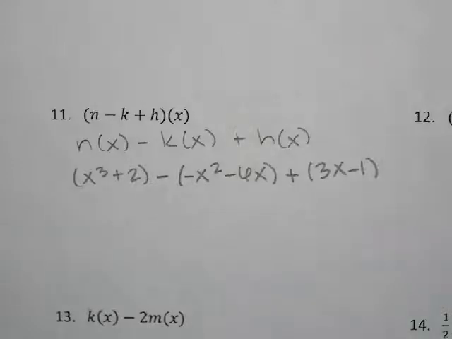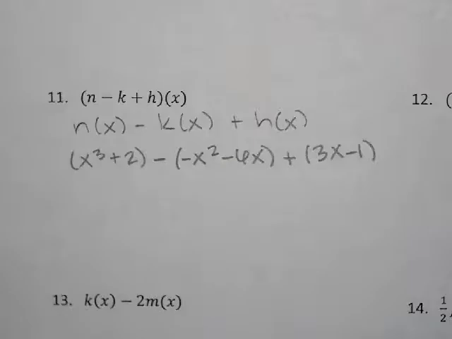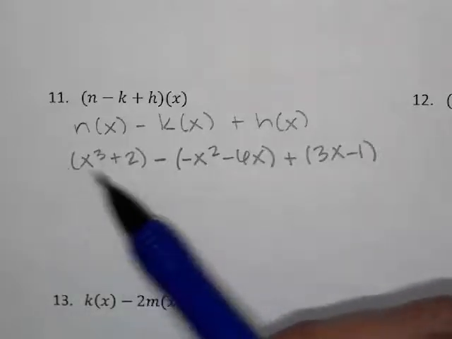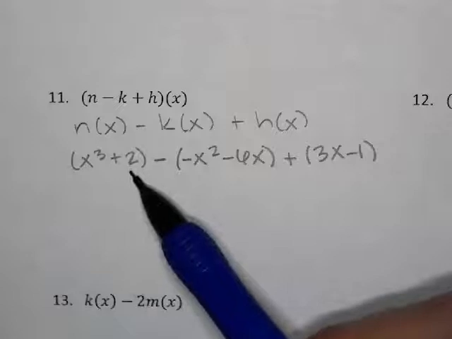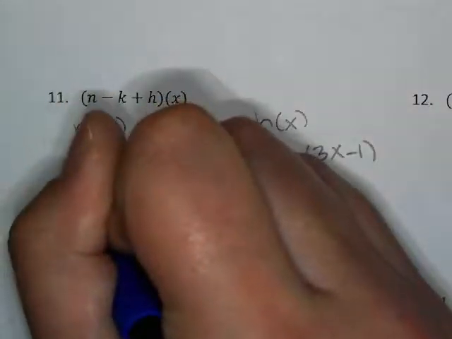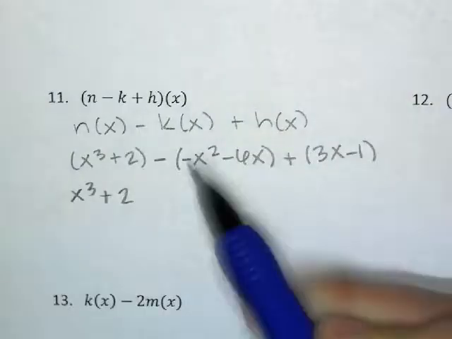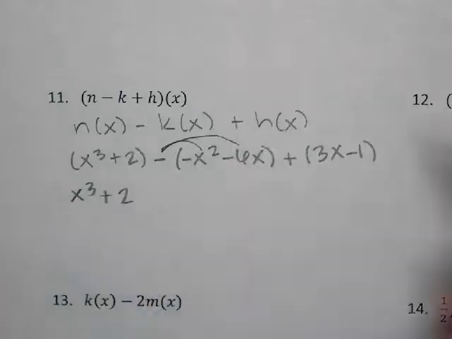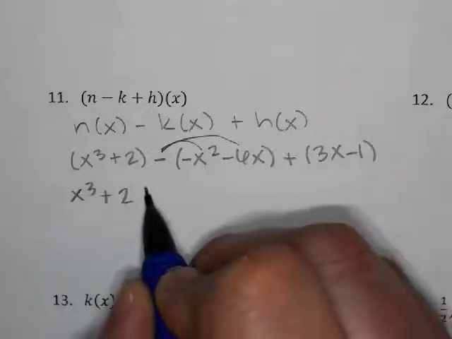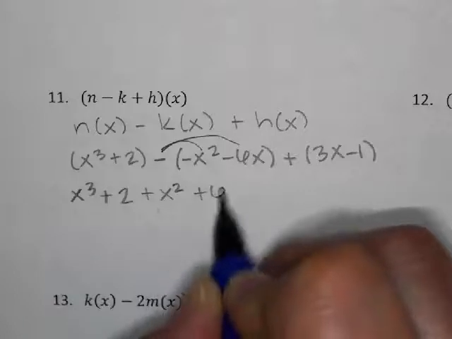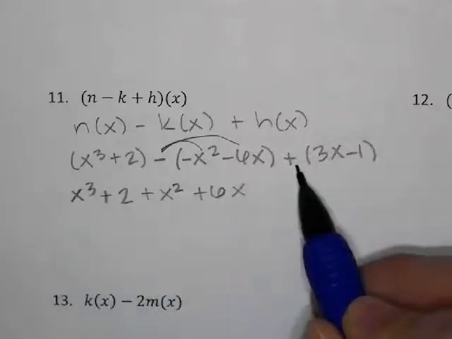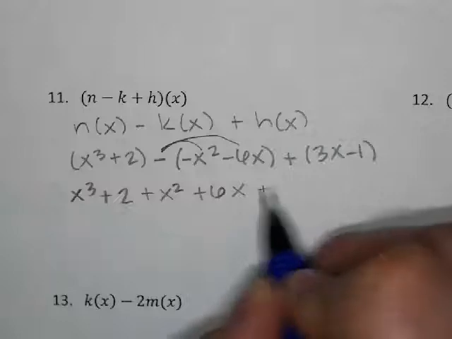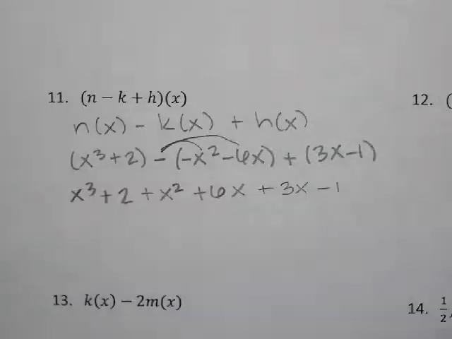Okay. So, is there anything to distribute inside the first parentheses? No. Okay, so x to the third plus 2. And then what do I do for the next parentheses? Negative. Okay, so what do I get? Plus x squared plus 6. Okay. And then do I distribute anything for my last parentheses? No. Okay. And then what do I write first? Okay, x cubed. We knew what you meant. It was a typo.